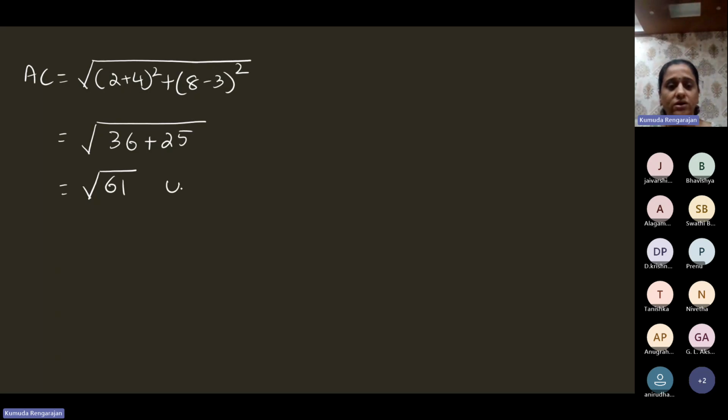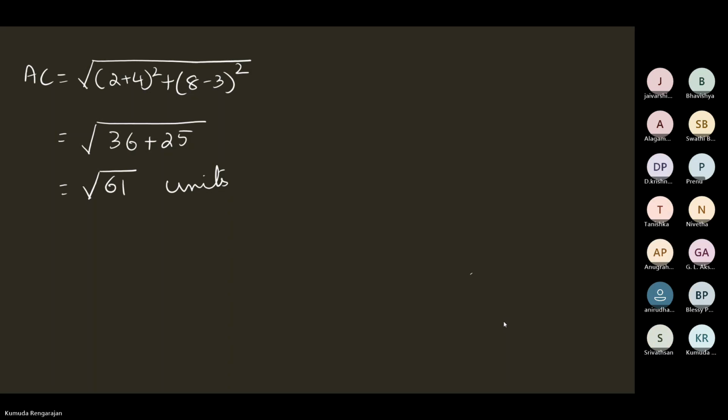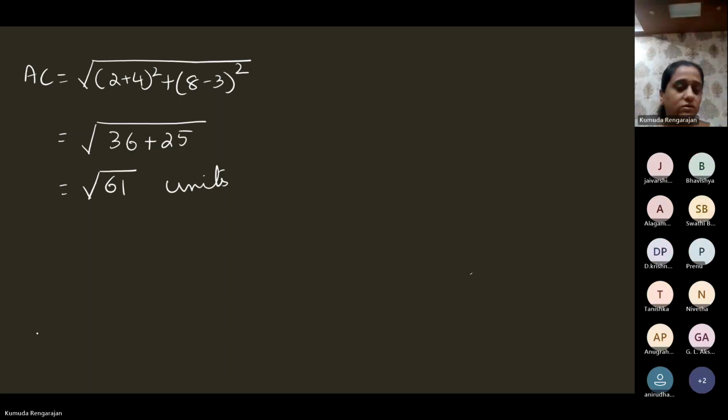61. Children, just a minute. Yeah, please continue. See if the sum of two line segments is equal to the third one. I'll just come back in 2 minutes. Yeah, children, I'm back.